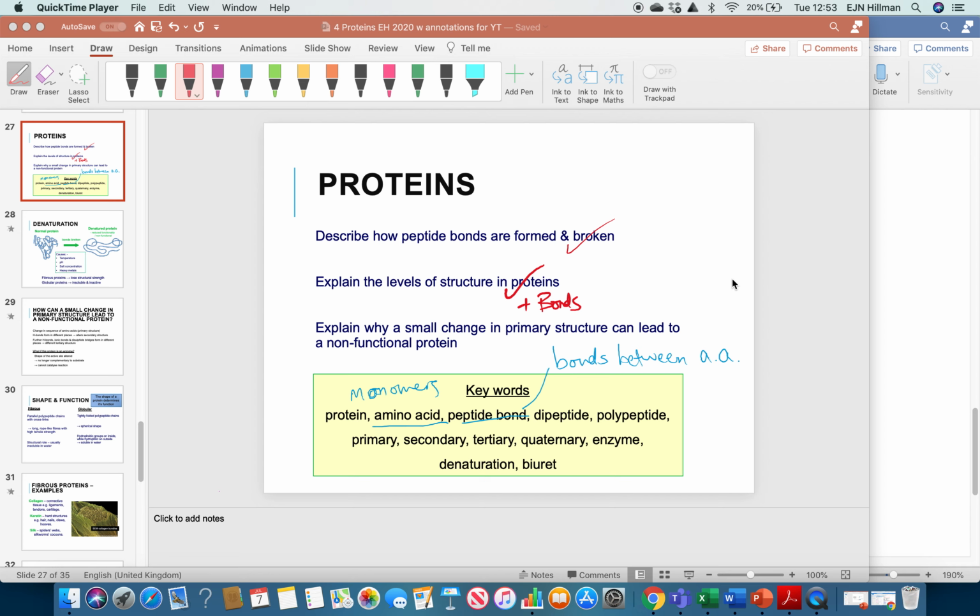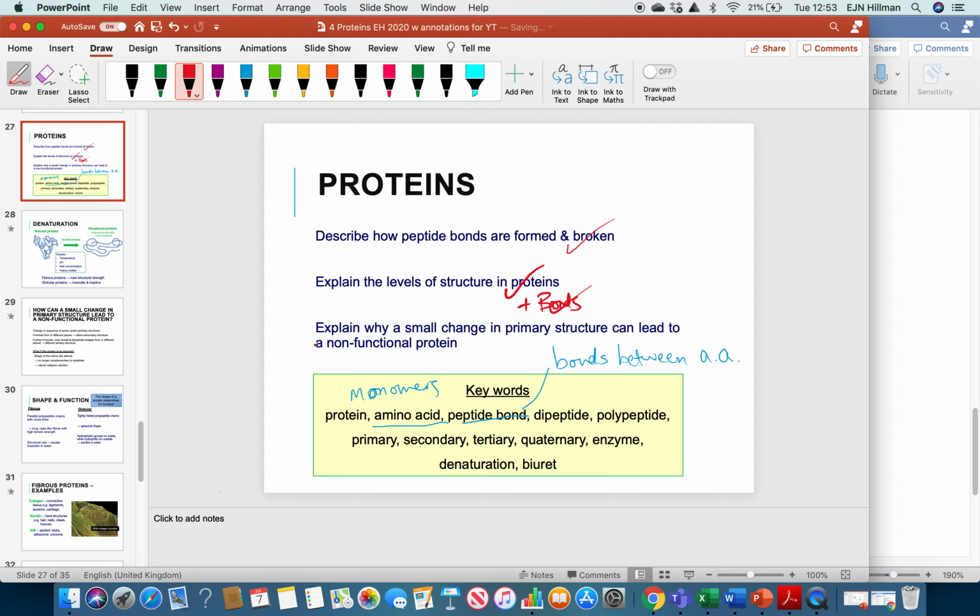Hi then, so this is going to be the final video that I do on proteins. Just as a reminder, in the first video we spoke about how peptide bonds are formed and broken. Then we looked at the structure and the different levels of structure in proteins in the second video. Talked a bit about the bonds present there as well. So in the third video, that was the bonds present.